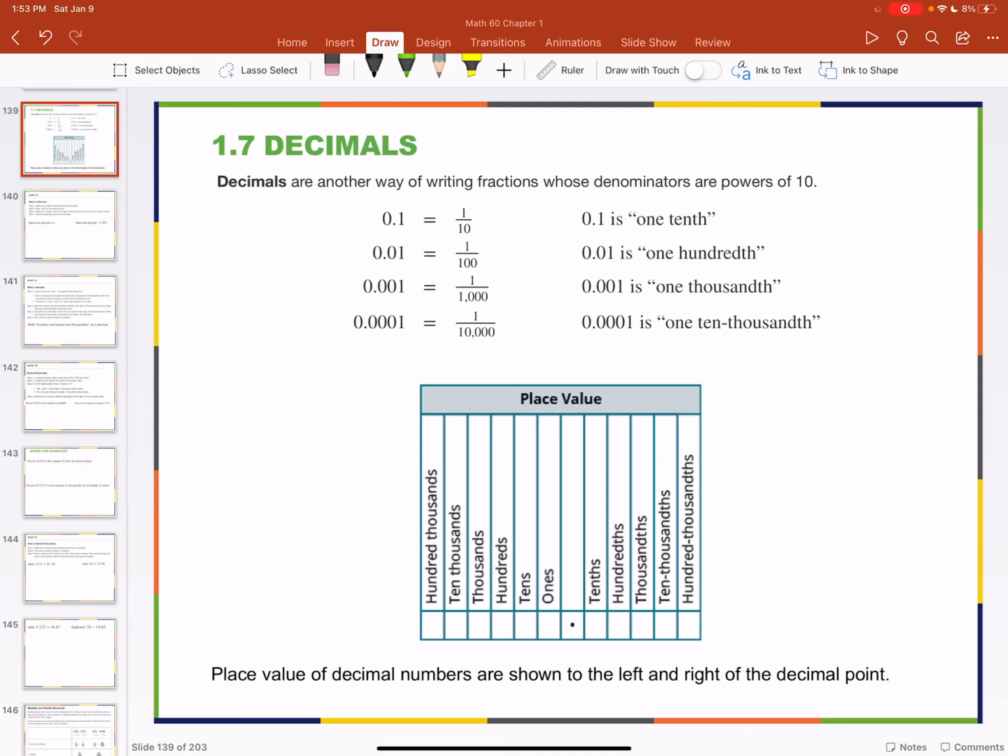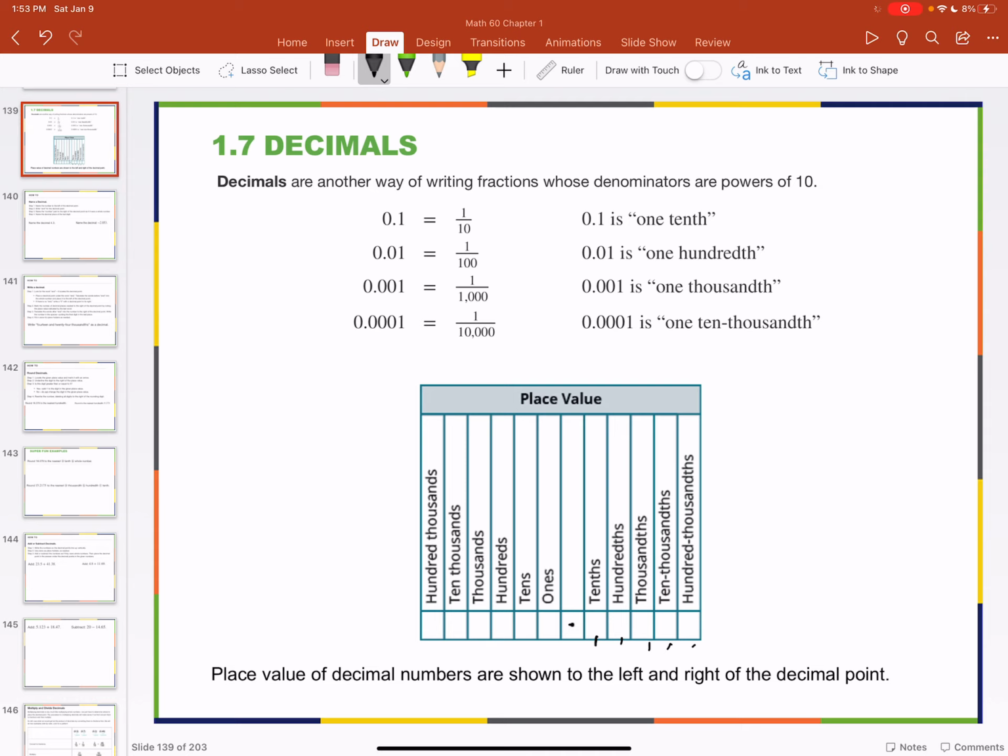So let's talk about the decimal places. Here you have the tenths, hundredths, thousandths, ten-thousandths, and hundred-thousandths place. Remember, to the left of the decimal point, you have ones, tens, hundreds, thousands, ten-thousands, and hundred-thousands.